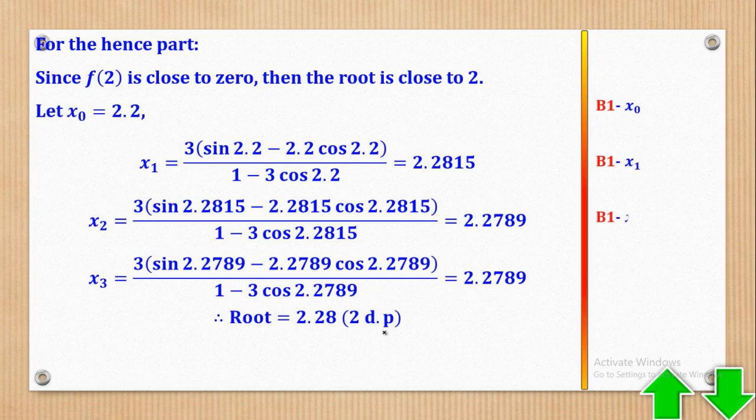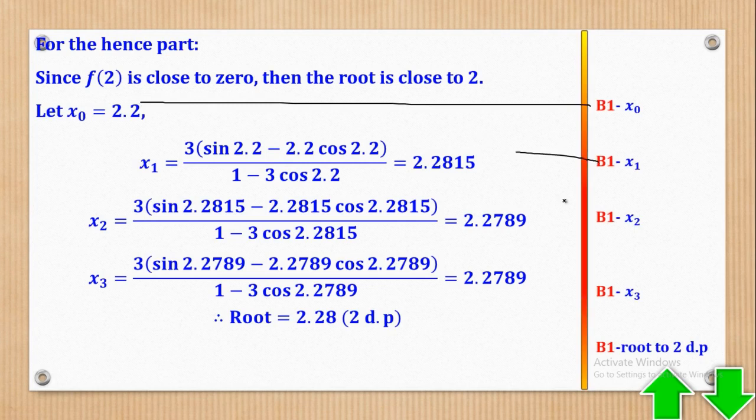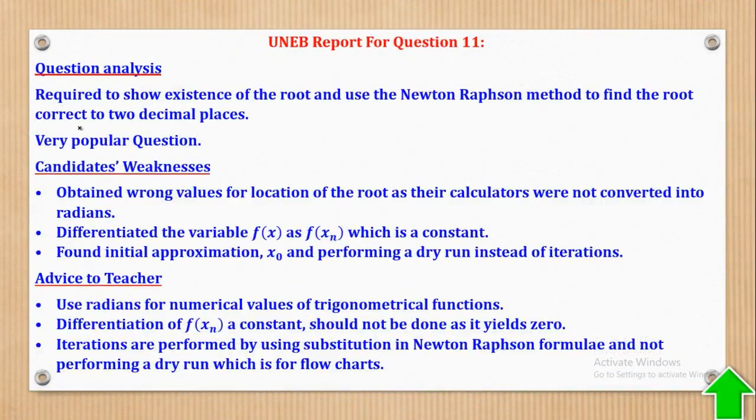Now let's see how marks can be awarded. So B1 for getting x0, B1 for getting x1, x2, x3, and stating the root to the required accuracy. So the question required to show existence of the root and use Newton-Raphson's method to find the root corrected to decimal places. So the question was very popular, meaning it appears frequently in the previous past papers.